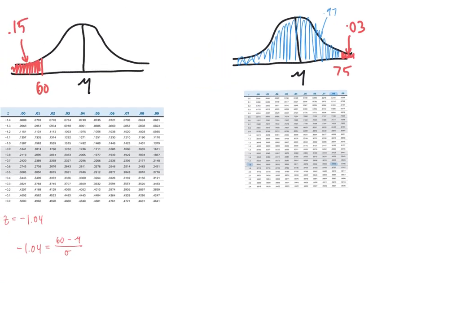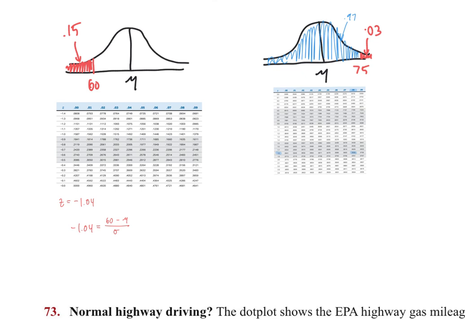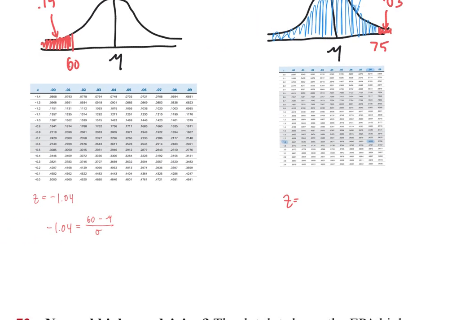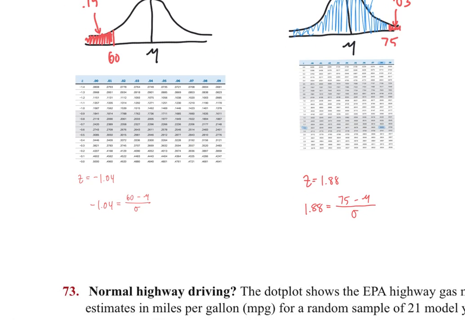Okay, so the z-score for that one, what was it? 1.88. So let's do our formula for that one. 1.88 equals, the value was 75 minutes. Mean we don't know, standard deviation we don't know. Okay, so this is what we have.